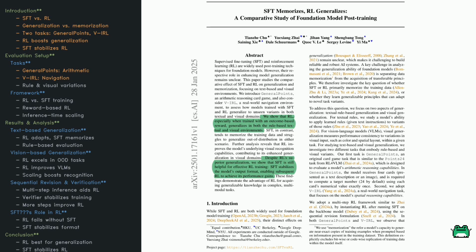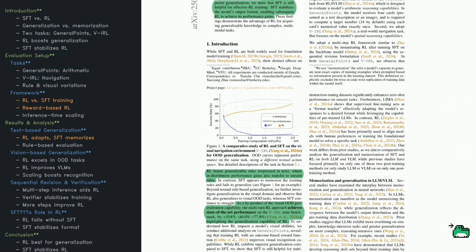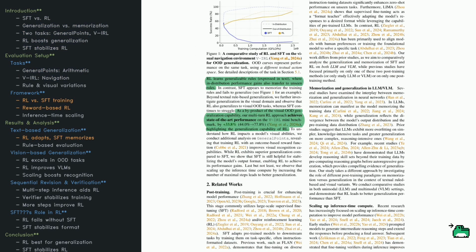So, the big takeaway? If you want a model that truly generalizes, RL is your best bet. But if you want to make RL training smoother and more structured, SFT is still a key player. Now, let's dig deeper into how RL and SFT handle generalization, especially when tested in new action spaces.